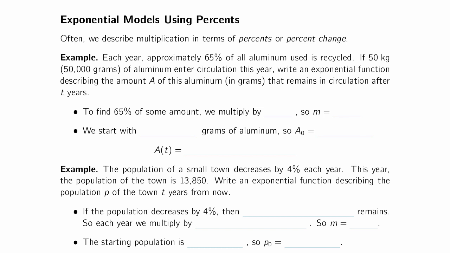Well, to find 65% of some amount, percent means out of 100, so we divide by 100. To find 65% of some amount, we multiply by 0.65. So our multiplier is 0.65. We start with 50,000 grams of aluminum, so our A naught is 50,000.